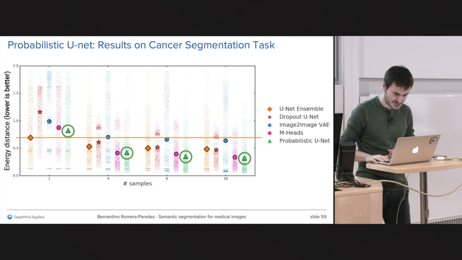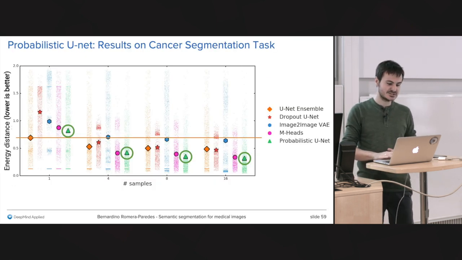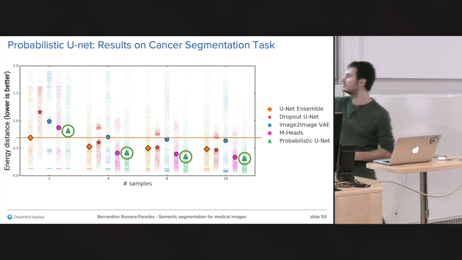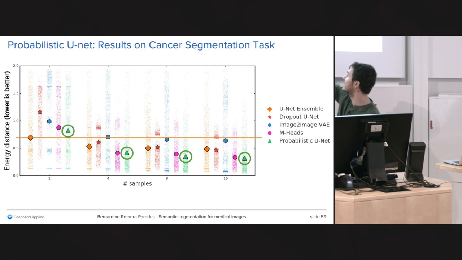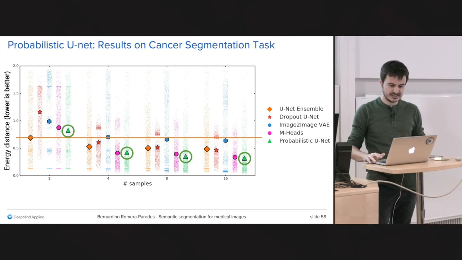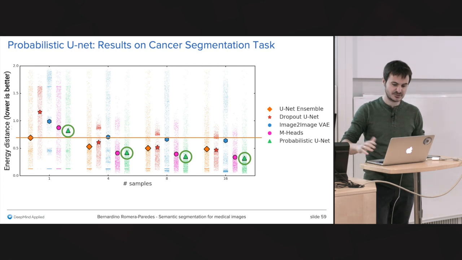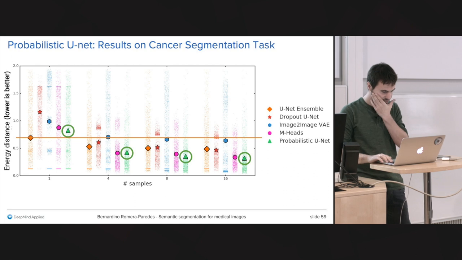Just briefly speaking, because we should finish soon, these are the results. Basically, we can get as many samples as we want. So these are the results when you get 4, 8, and 16 samples. And our model is the green one, the triangle, which is the one that gets the best results, which is nice.